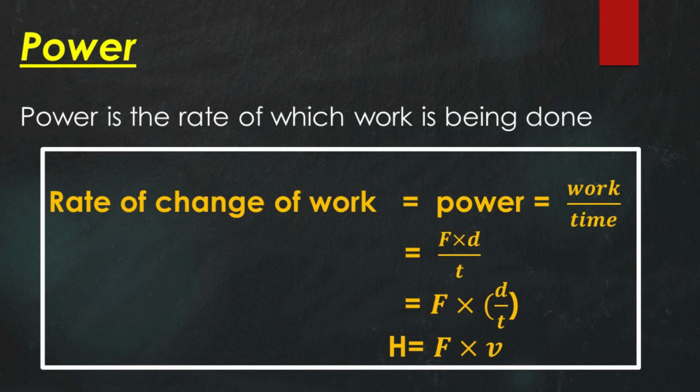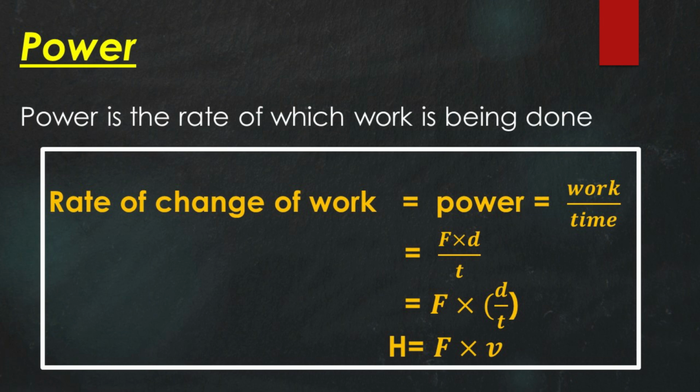So it's easy. The work is F into d, and you have to divide by time, then F multiplied by d over t, which means velocity, F into v. d over t means the velocity, right? So the power P equals F into v. So you have to memorize that formula, because most of the time we need that formula.